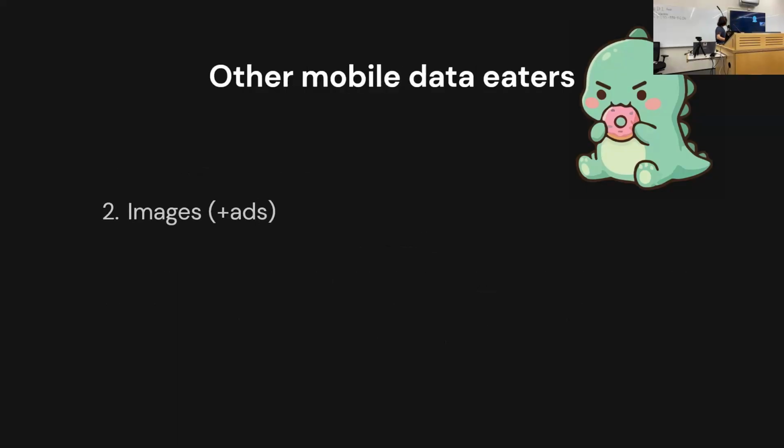The second mobile data eater was images, and I'm including ads in this because some of the services I was looking at did actually embed ads. Obviously, the simple solution is just to not include them. But in terms of images, if I really need to include them, I can use really optimized formats like scalable vector graphics.